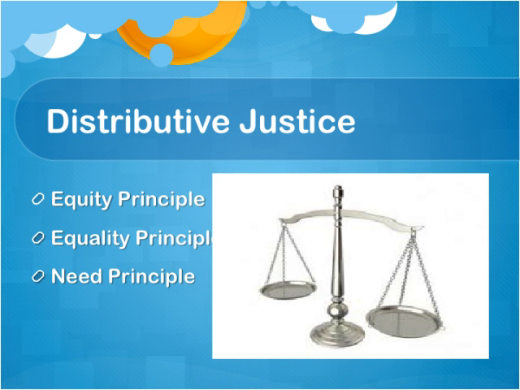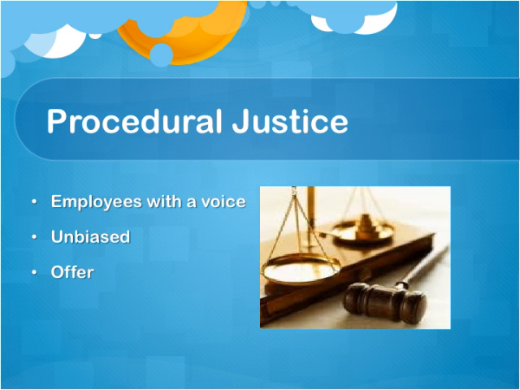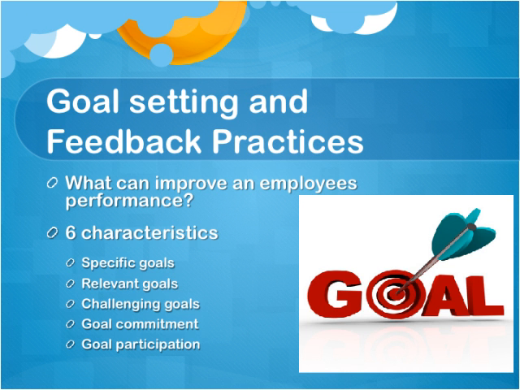Distributive justice, we have the equity principle, which implies that people should be paid in proportion to their contribution. The equality principle is applied when we believe that everyone in the group should receive the same outcomes, such as when everyone gets subsidized meals in the company cafeteria. And then we have the need principle, applied when we believe that those with the greatest needs should receive more outcomes than others.